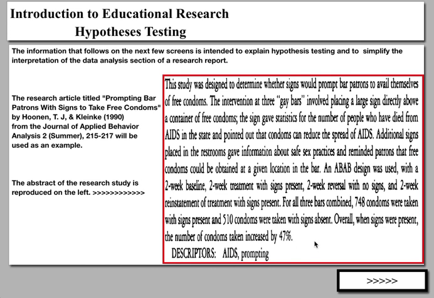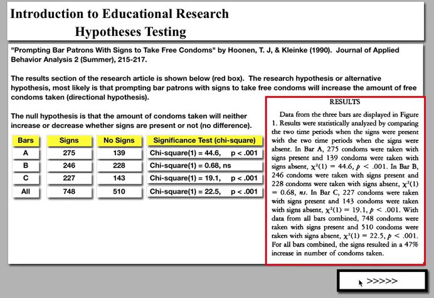Now notice the first sentence says this study was designed to determine whether signs would prompt bar patrons to avail themselves of free condoms. So that's the research hypothesis. I think this is probably directional because they're saying the study was designed to determine whether signs would prompt bar patrons to avail themselves, but it doesn't really talk about increasing. But I think they're implying that. So this is probably a research hypothesis that may be directional. Now let's go to the next screen and take a look at what happens.